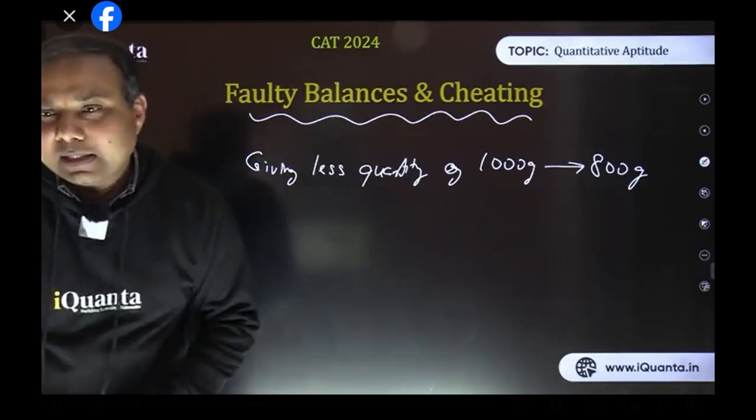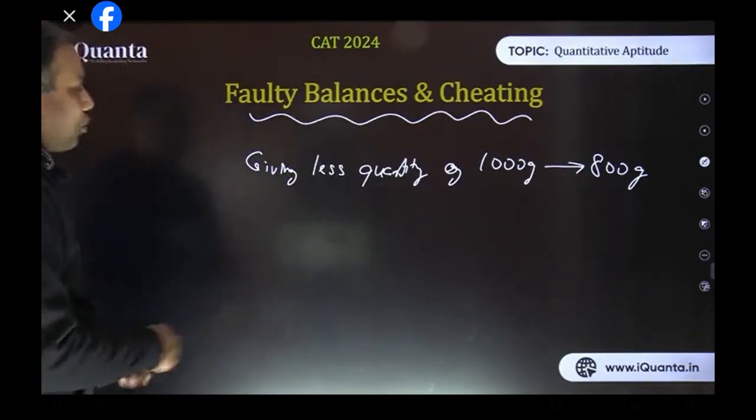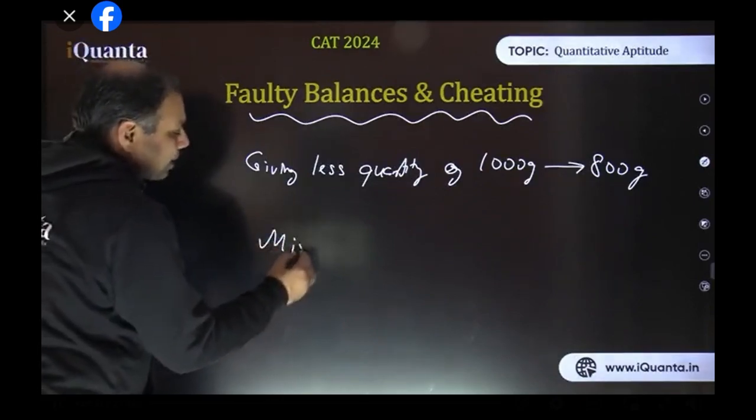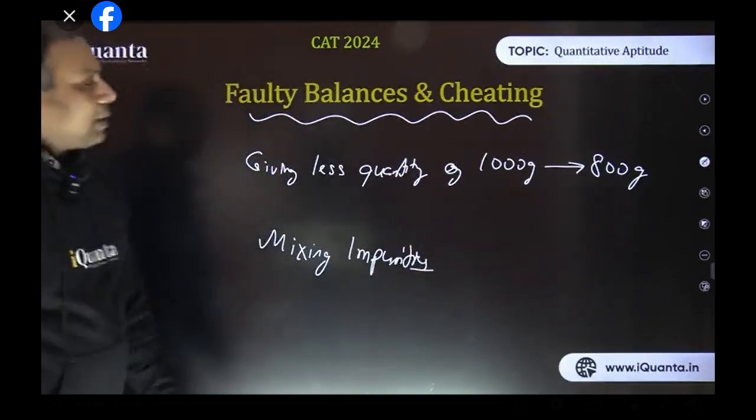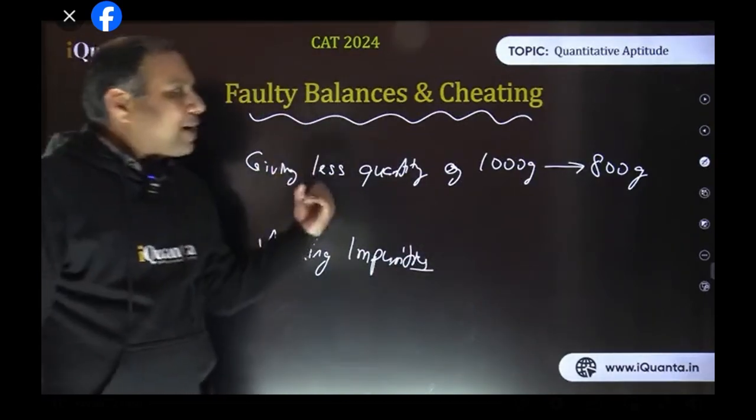Fake note तो customer दे सकता है ना. Degraded quality, yes, that's good, Mukul. So degraded quality or basically mixing impurities. That is also a way of cheating. Basically, purpose is to give less quantity. So how to give less quantity?